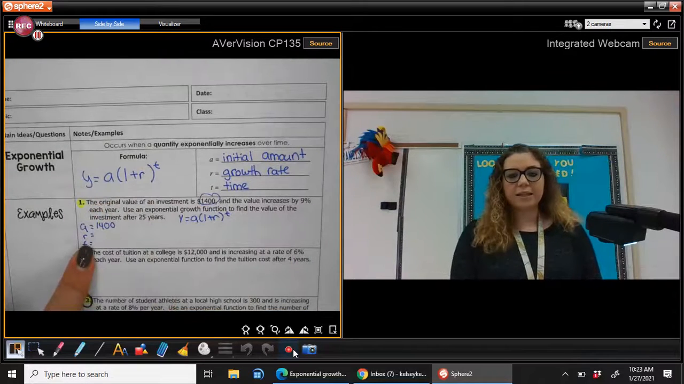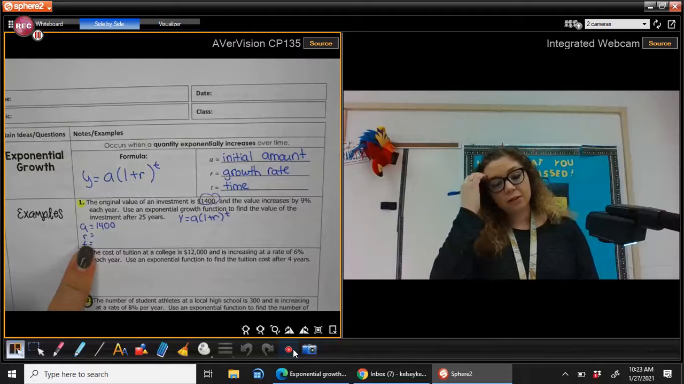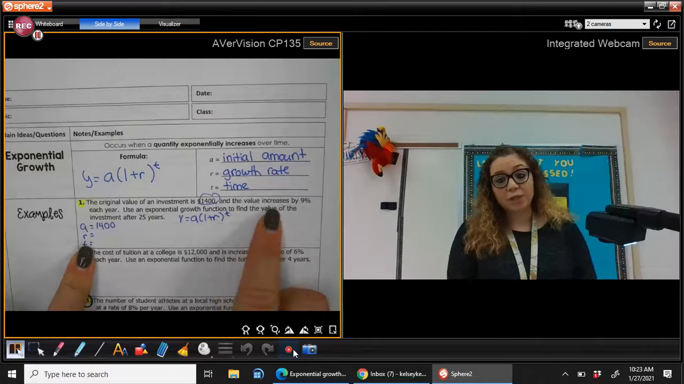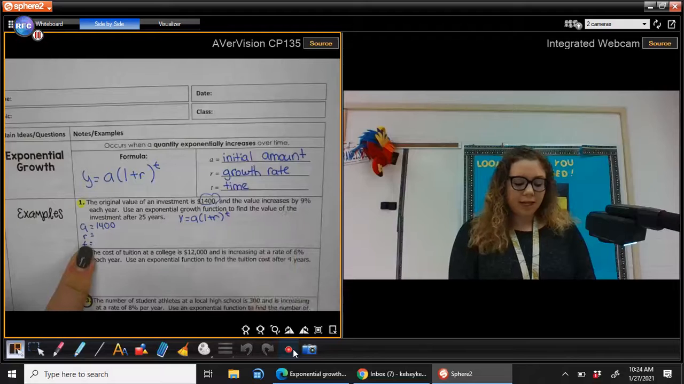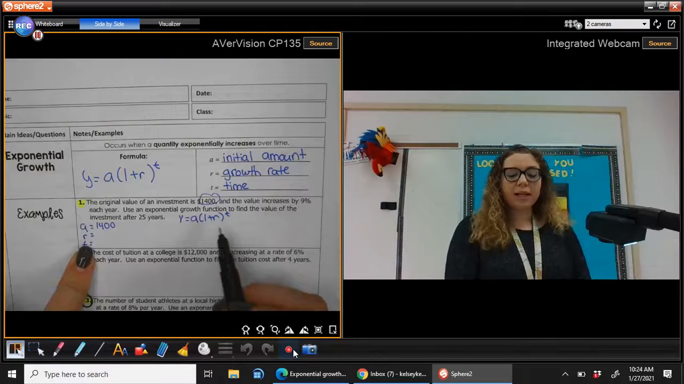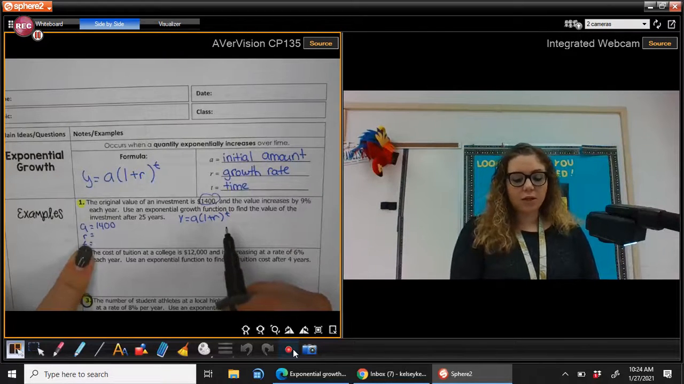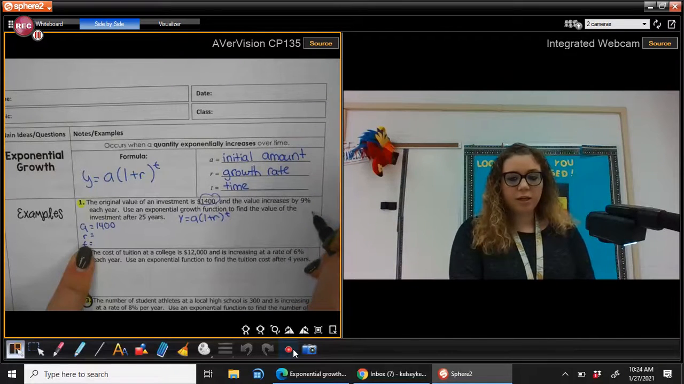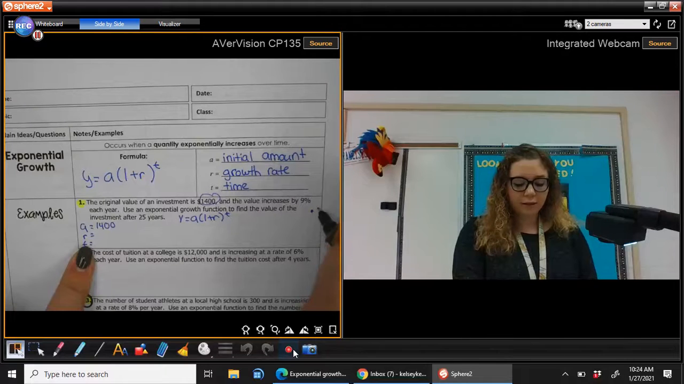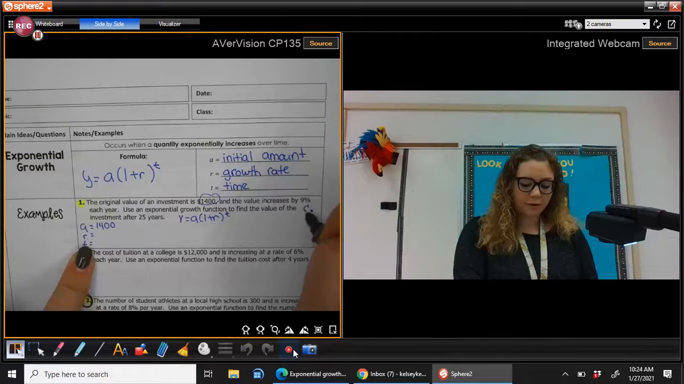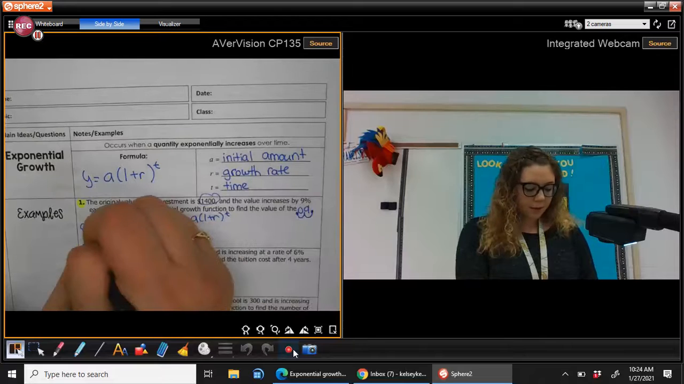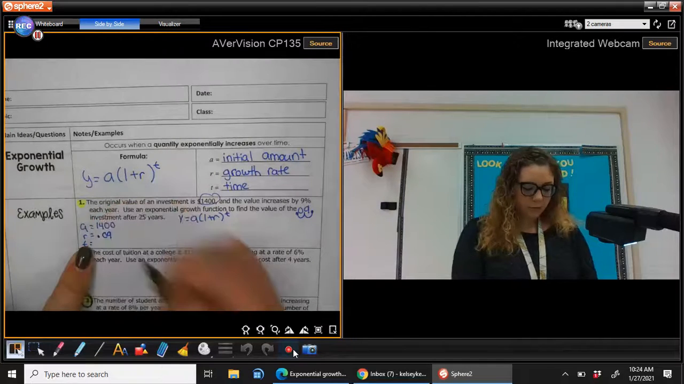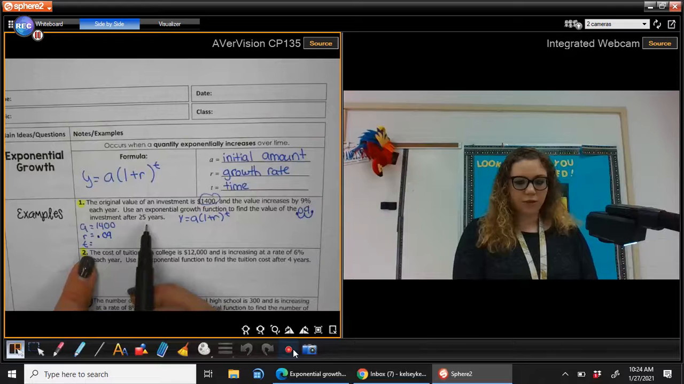My rate, and the reason why we know this is growth is because it says increasing by 9%. It's 9%. But in this formula, it only likes decimals. So we have to change this to a decimal, and the way we change a percent to a decimal is we move the decimal point 2 places to the left. So I have 1, 2. So it's going to be 0.09. And my time, it tells us 25 years.